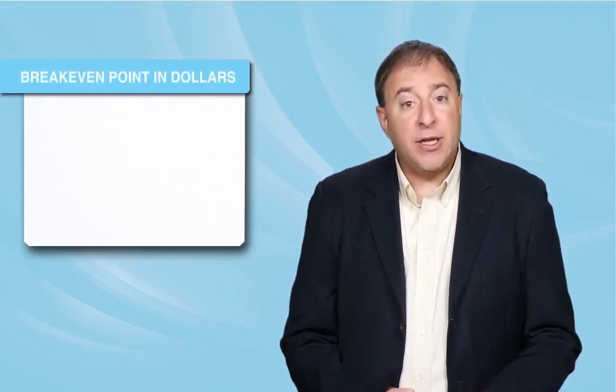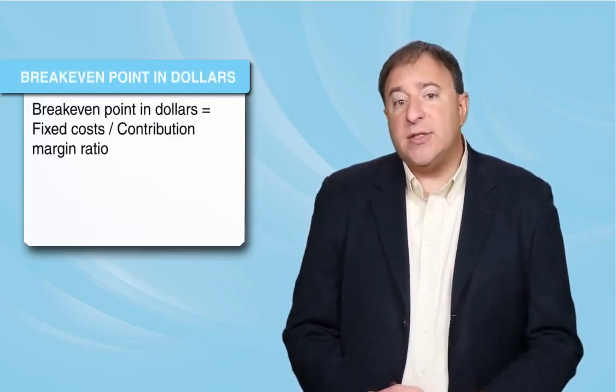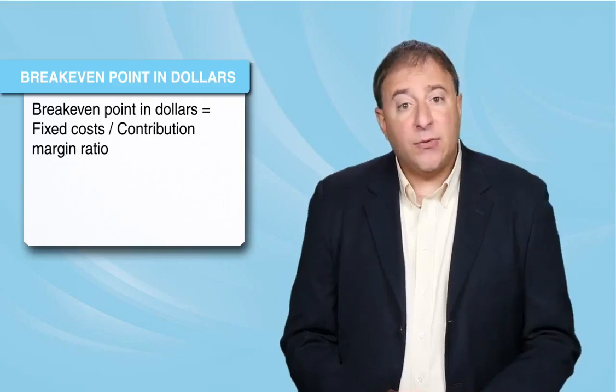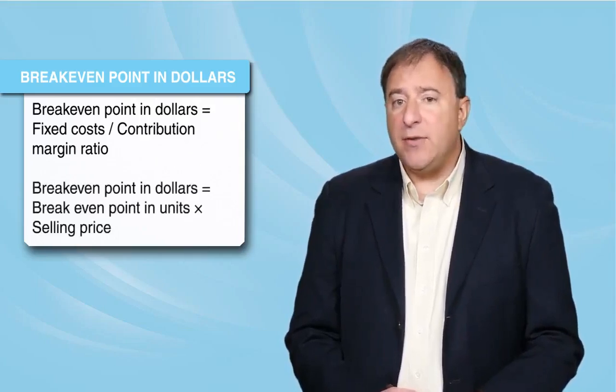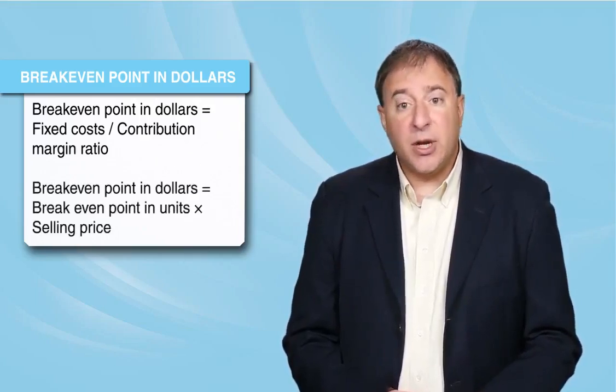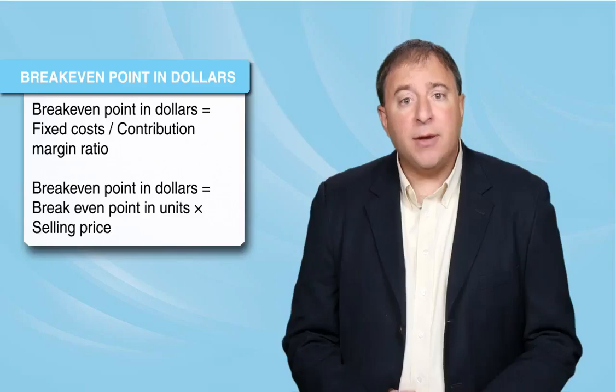Determining the break-even point in dollars. The break-even point in sales dollars is found by dividing the total fixed cost by the contribution margin ratio. The break-even point in sales dollars also equals the break-even point in units multiplied by the selling price.